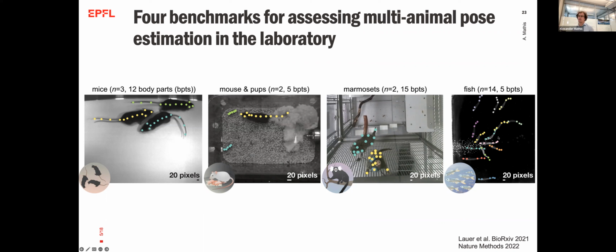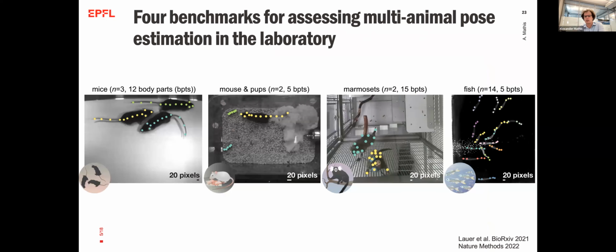Especially the last 2 data sets are extremely challenging, of course, because both in this cage and in the tank, the animals can cross on top of each other. So there's a lot of occlusions. And both marmosets and fish are extremely agile animals. So they're really challenging benchmarks. And we've annotated a few 100 to 1,000 images for all these data sets. We've used those to develop a tailored pipeline that works well and beat some other state-of-the-art methods on this.